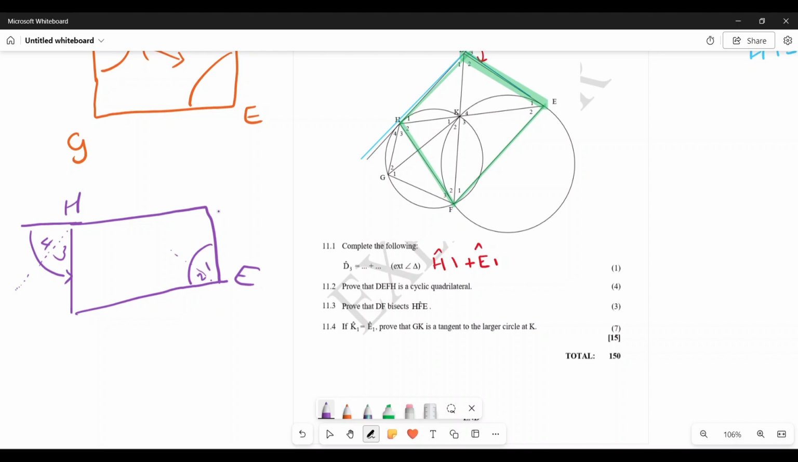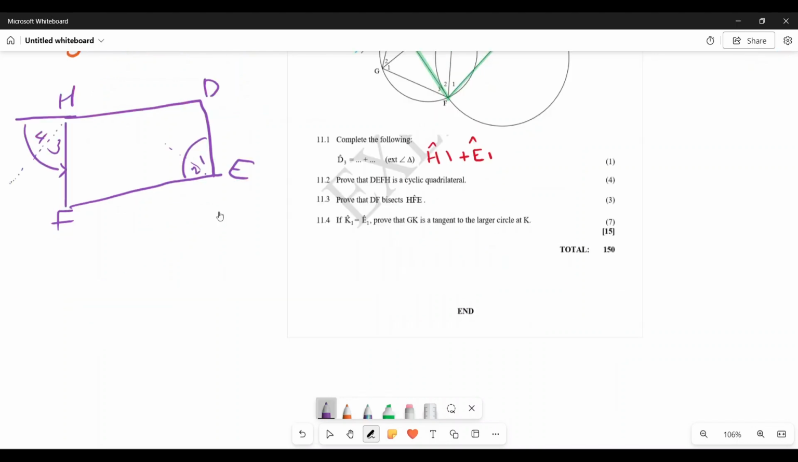And lastly, this is if you have something like this kind of a shape. So, right. Basically, let me name these points D, F, E.